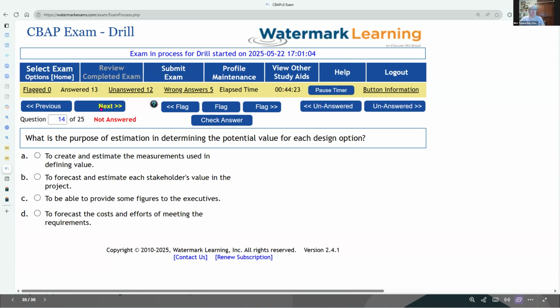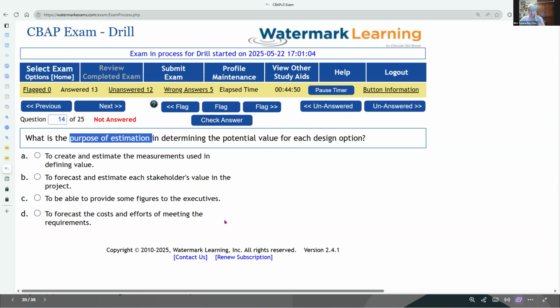What is the purpose of estimation in determining the potential value for each design option? Purpose of estimation when we're in this task. Is it to create and estimate the measurements used in defining value? To forecast and estimate each stakeholder's value in the project? To be able to provide some figures to the executives? To forecast the costs and efforts of meeting the requirements?